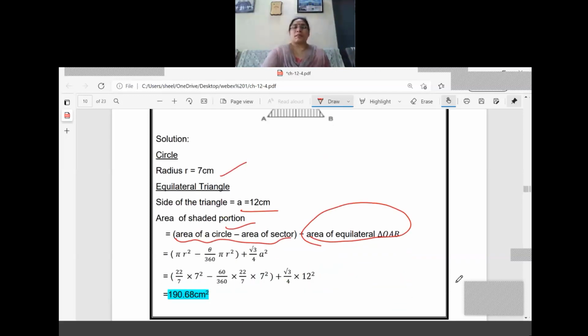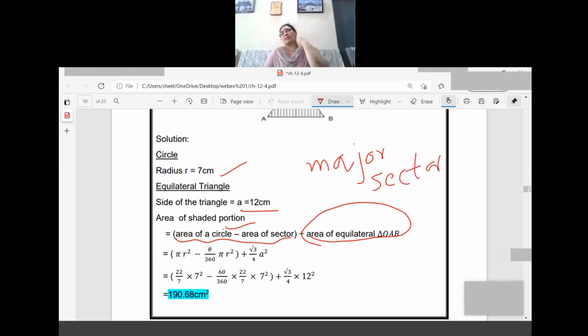Instead of this part, this thick part, that is the first part, what we can do is calculate the major sector formula, right? That major sector formula means what? The 360 minus theta divided by 360 into pi r square. If you do it also, you will get the same answer only. So you can go for both ways. What is the final answer? 190.68 centimeter square, right?